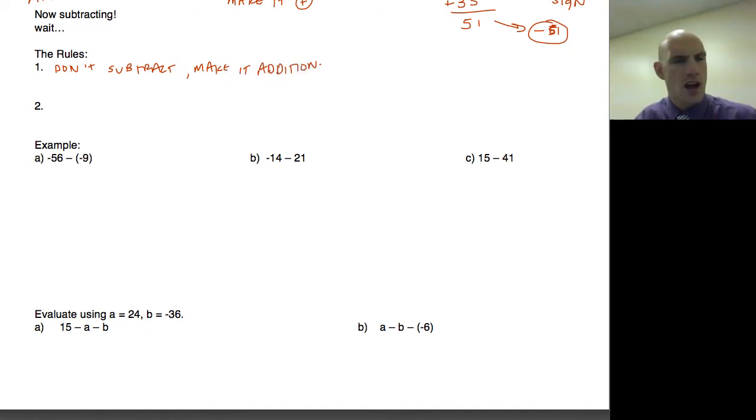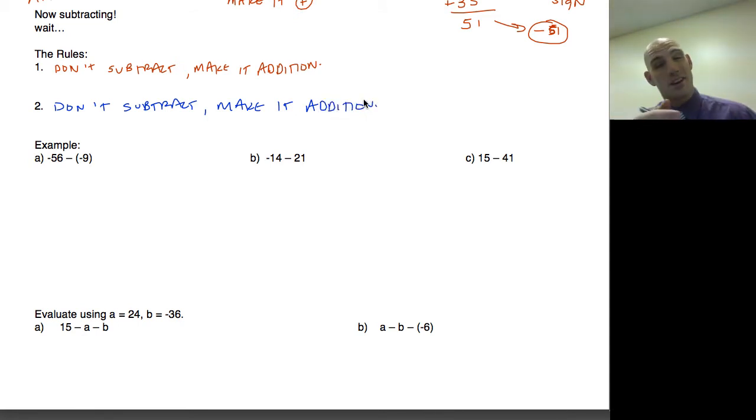Well, that's pretty easy. And the second rule is don't subtract. Make it addition. No, that's not a mistake. I'm telling you. Remember the rules for addition and do those. Don't complicate your life with a bunch of different rules. Make it addition and subtract. Okay? So we're going to make it addition and we're going to subtract by making it addition. Hopefully that makes sense. But we're going to make it an addition problem because that's what we already know how to do. Let's do an example.